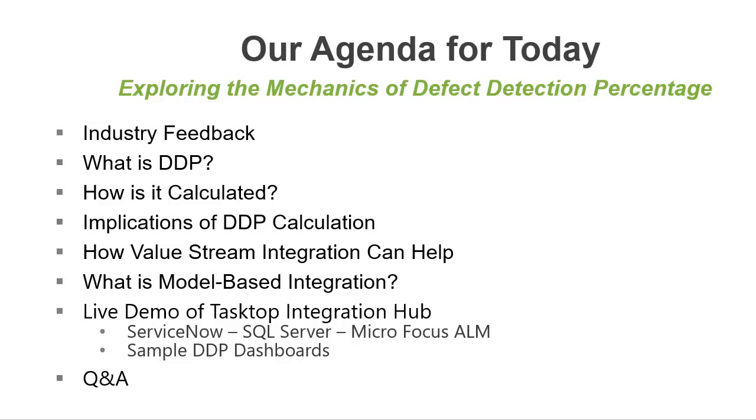After we do that, we're going to go ahead and get into defect detection percentage. I want to define specifically what it is for you and how it's calculated. And then we'll get into some of the implications of DDP and how value stream integration can help.